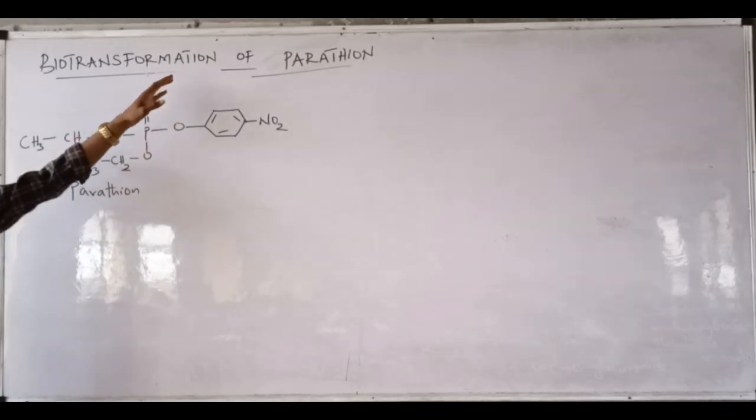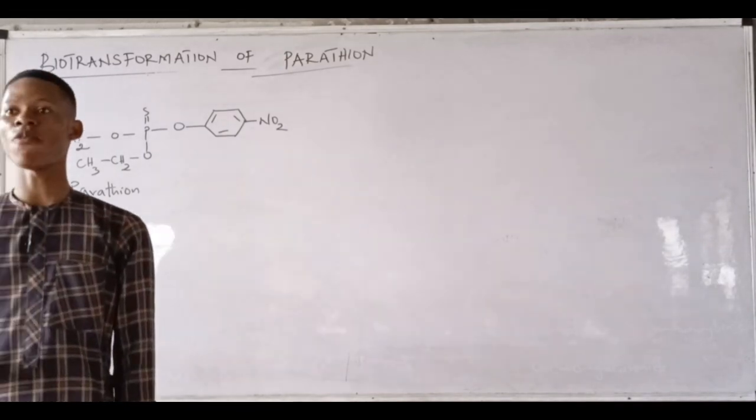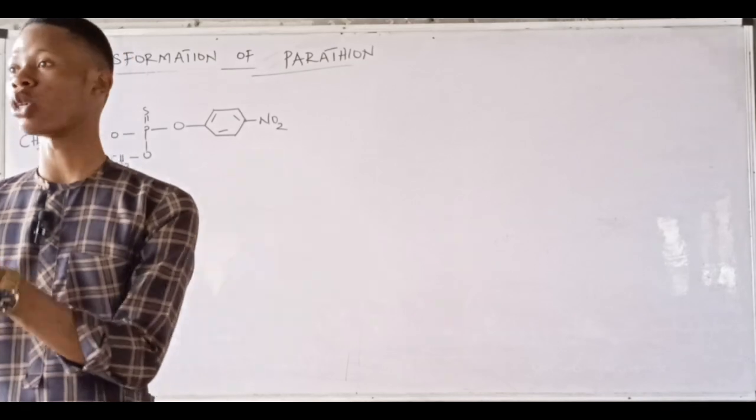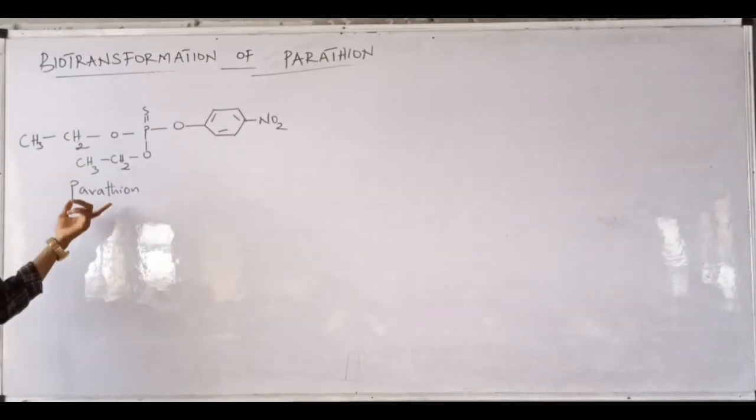Alright, so biotransformation of parathion. Now, parathion is a phosphate pesticide. This one is a little common. It's used in killing mosquitoes, weevils, and other insects. Now, this is the structure of parathion.